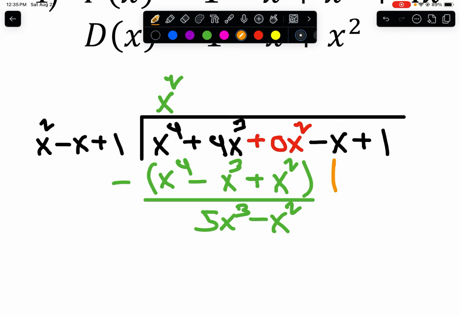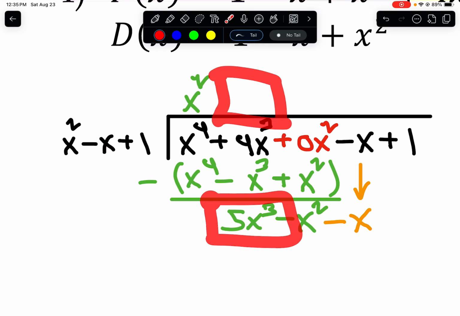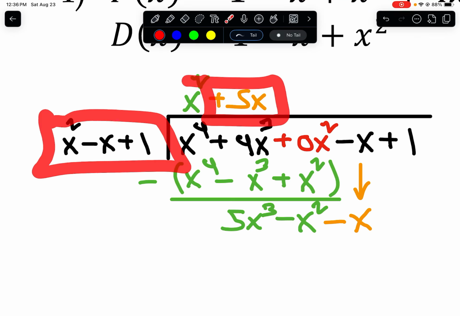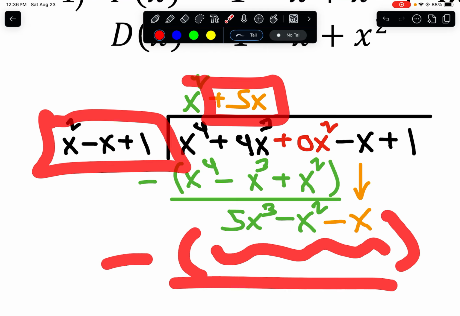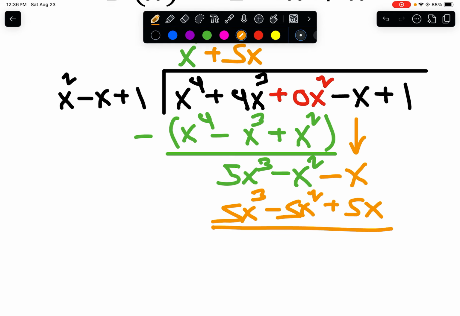So now for the next set, I'm going to bring down this negative x. So once again, we're only going to pay attention to our leading terms. So x squared times what is going to give me 5x cubed. So that's going to give me plus 5x. Now I'm going to take that 5x and multiply it times my divisor, write it underneath, and then we're going to subtract. So that's going to give me 5x cubed minus 5x squared plus 5x. Okay, and then we're going to subtract.